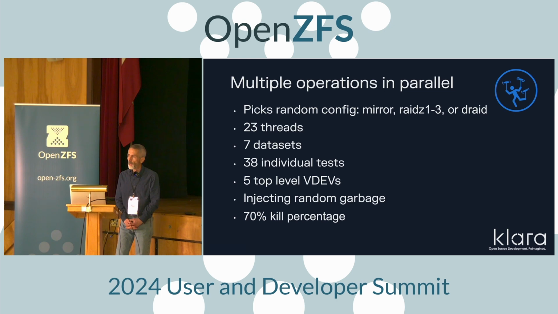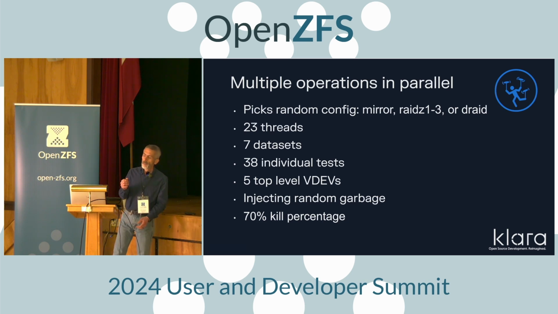When you run it, by default, it'll pick a configuration, like a mirror, a RAID Z, or DRAID, and the appropriate number of disks to run that config. And it'll spawn, in addition to the kernel context, which is going to have all your task queue threads, your transaction sync threads, all the threads that the kernel normally has, it's going to instantiate all those. On top of that, it's going to spawn 23 threads to go bang on ZFS.